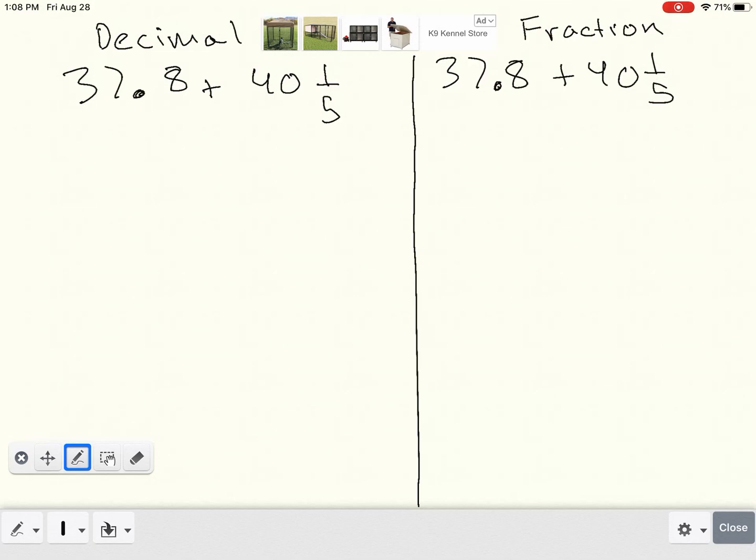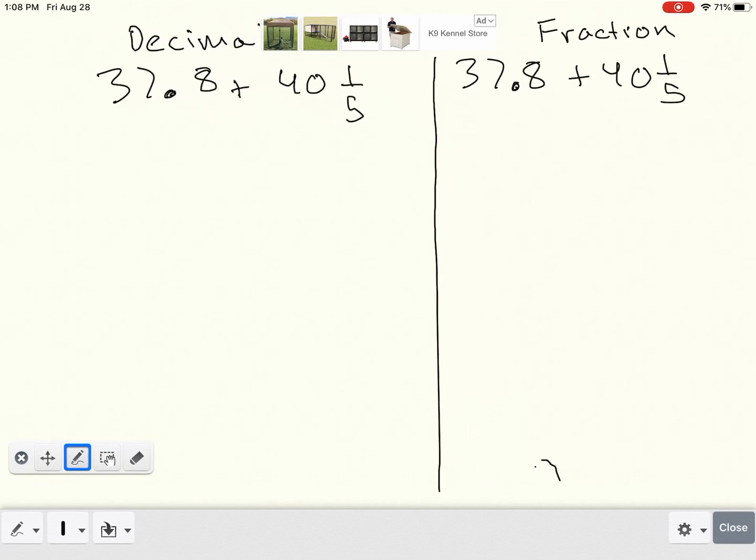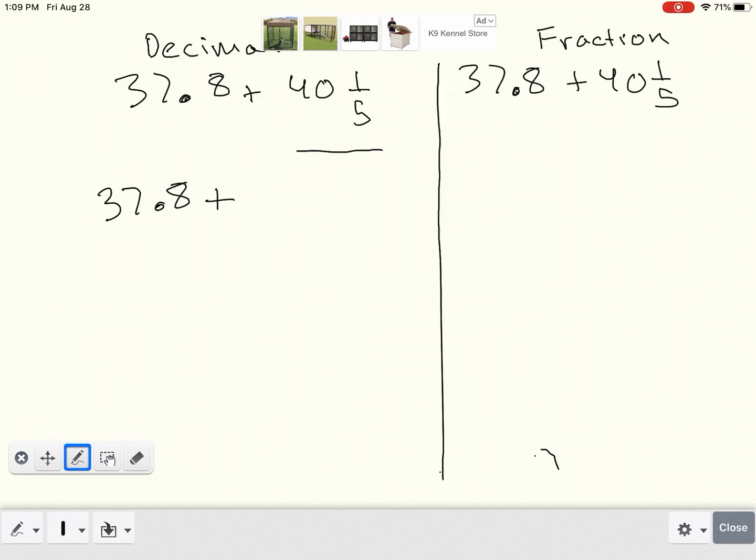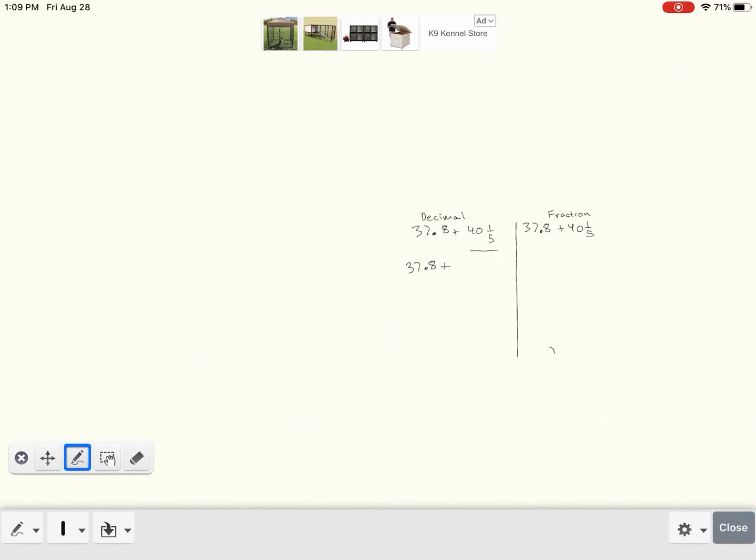Alrighty, so let's start off with 37.8 plus 40 and 1/2. If we want to work with decimals in this, that means we're going to have to convert our 40 and 1/2 into a decimal right here. Okay, so let's see where we start with that. We're going to have a 37.8, and we want to add to that 40 and 1/2. So I'm going to zoom out here for a second.